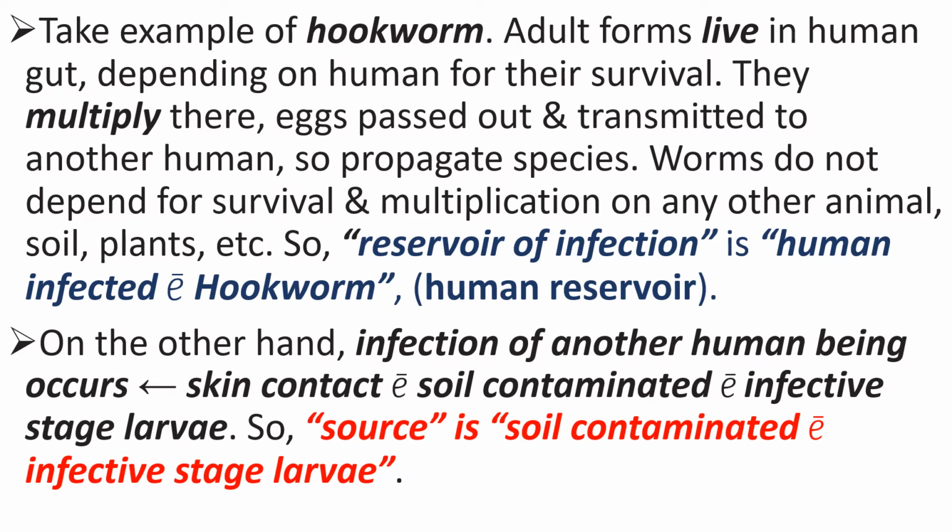In this example, it is human reservoir. On the other hand, infection of another human being occurs due to skin contact with soil contaminated with infective stage larvae. So, infection occurs due to skin contact with soil contaminated with infective stage larvae. So, source is soil contaminated with infective stage larvae.